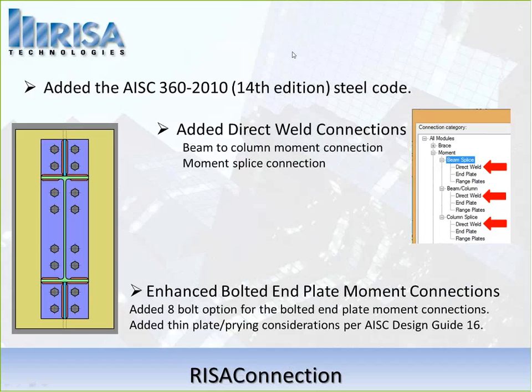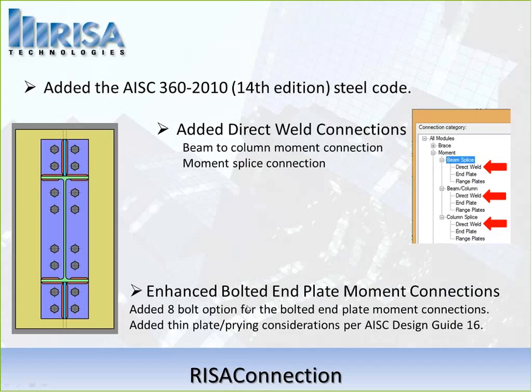RISA Connection was released as well, and there are a lot of added features in RISA Connection. RISA Connection has added a code, which is a big one. It's the AISC 360 14th edition. A lot of times we mention it as the 14th edition steel code. That was added. We added a lot of direct weld connections. So you can see here we have basically direct weld for beams. We have them for moment splices here, and you can see the options under the moment. You've got 3 different types here for column splices, column to beam, or beam splices.